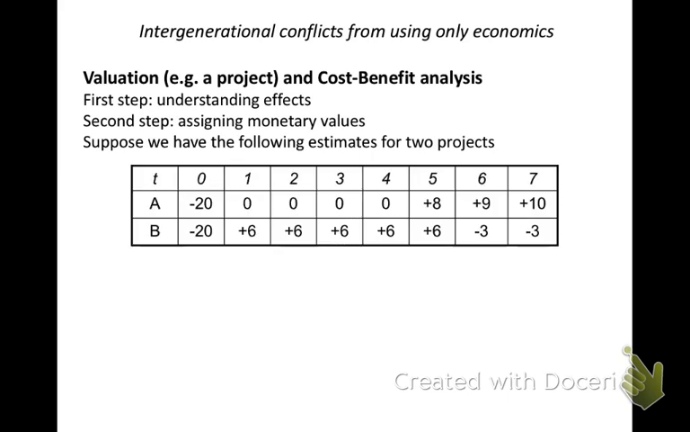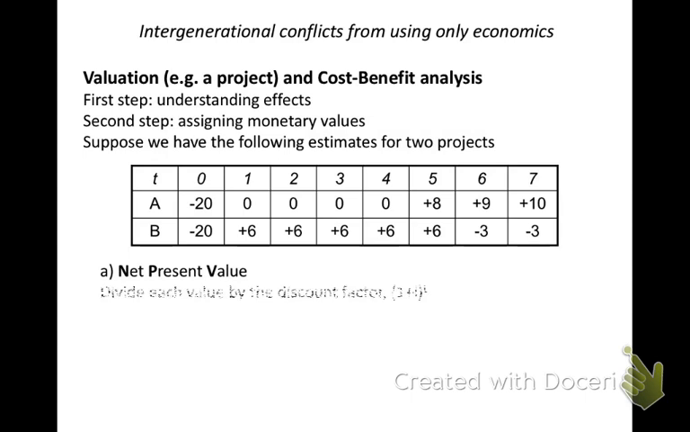For instance, suppose that you have two projects, project A and project B, and these are the estimates of cost and benefits. Both of them require an initial cost of 20, and then those are the costs and benefits in the different years. For instance, in the 5th year, project A gives 8, and the other one gives 6. So the problem is how to compare those two projects.